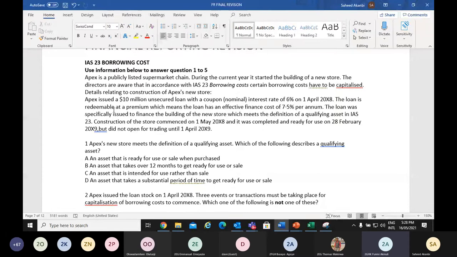Question one: Apex's new store meets the definition of a qualifying asset. Which of the following describes a qualifying asset? A, an asset that is ready for use or sale when purchased. B, an asset that takes over 12 months to get ready for use or sale. C, an asset that is intended for use rather than sale. D, an asset that takes a substantial period of time to get ready for use or sale. What's the answer? D. Very good. The answer is option D.